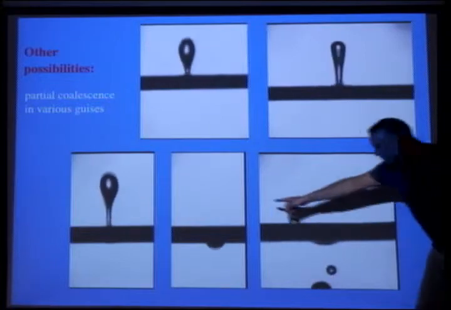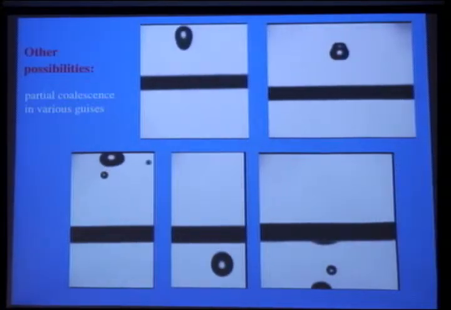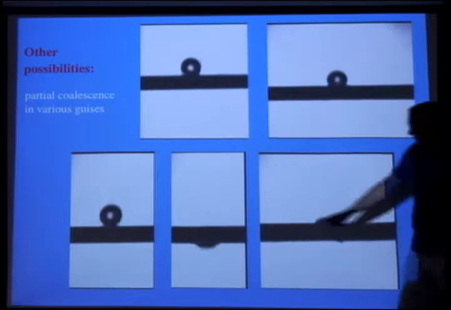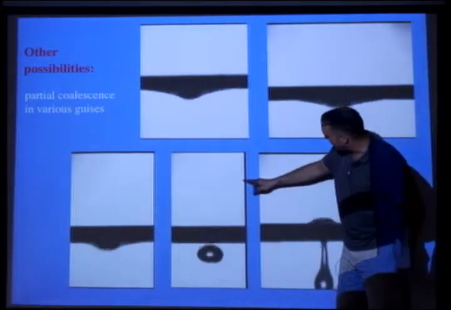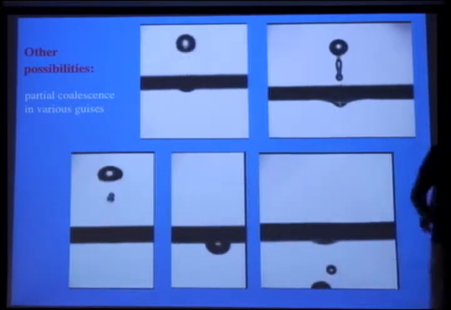This one. This one. You see that? So you can see a small drop being shot up. So most of it goes down, but part of it goes up, right? So you can, yeah.